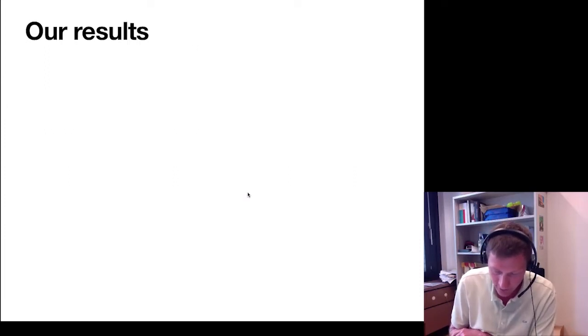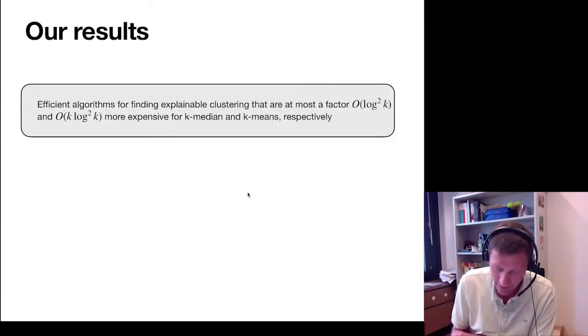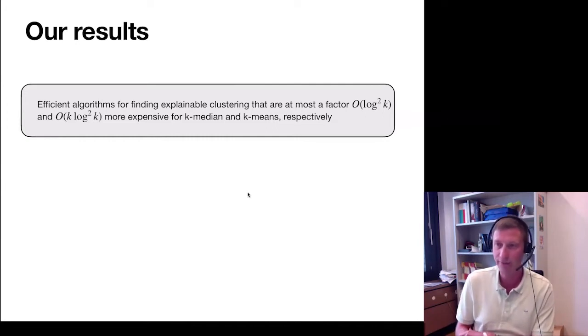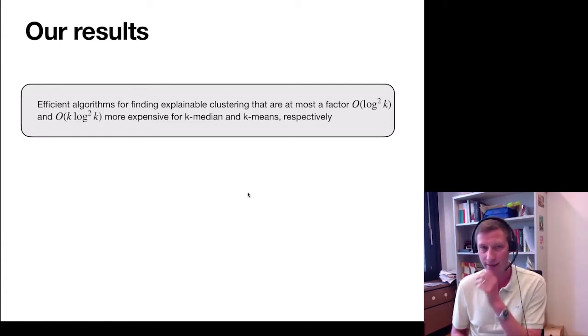Okay, so what's our result? We give algorithms that are log squared k and k log squared k more expensive for k-median and k-means respectively. So this means that we shaved off a factor k on each of them. So for k-median, we get a log squared k cost increase, and for k-means, we get a k log squared k increase.